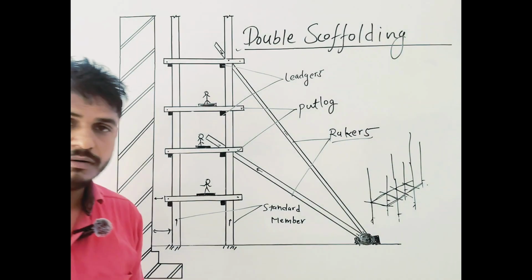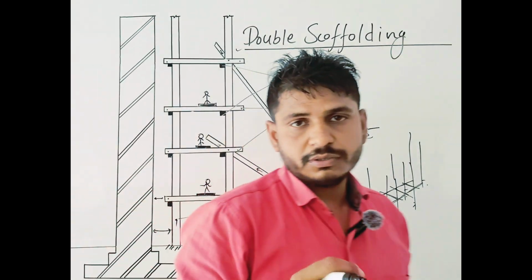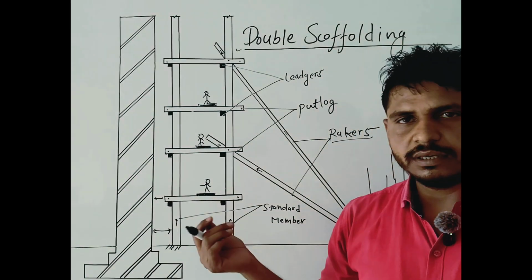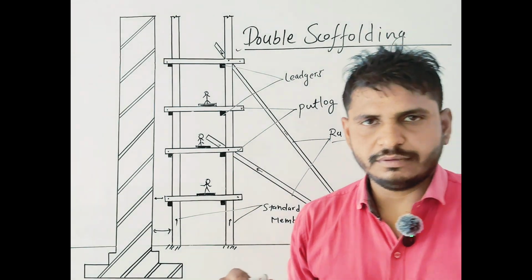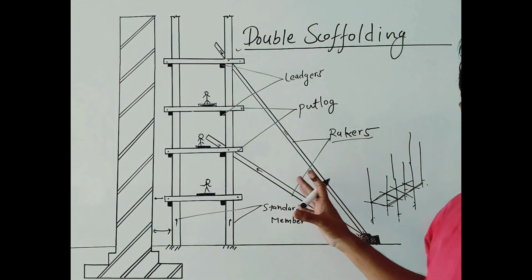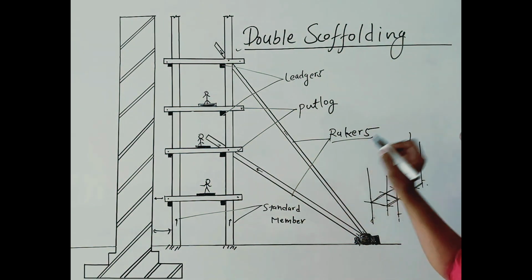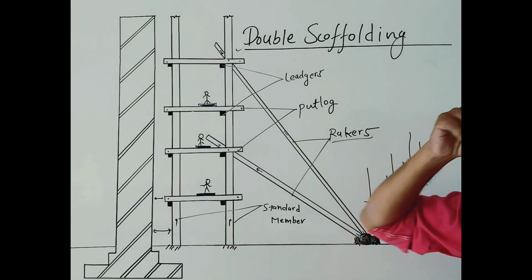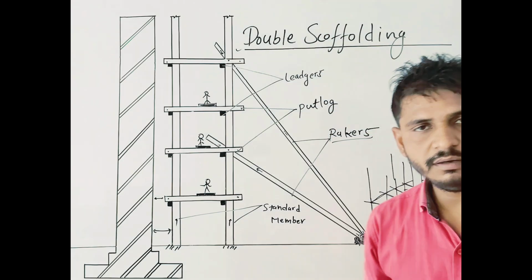Rackers are very, very important in double scaffolding. Even though you also use them in single scaffolding for lateral stability, in double scaffolding these are very important members. So this is the whole setup of our double scaffolding.